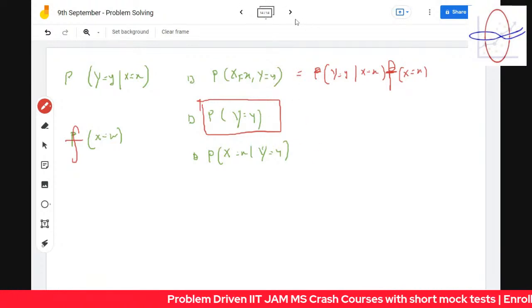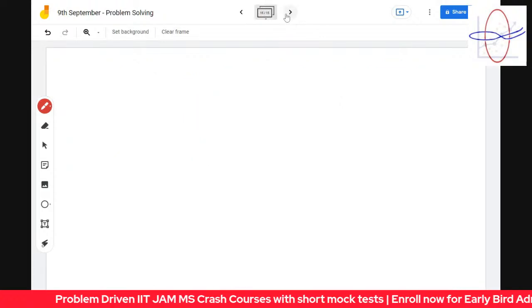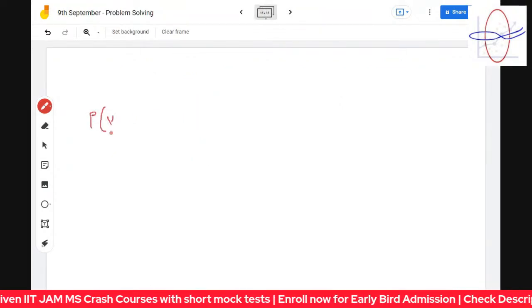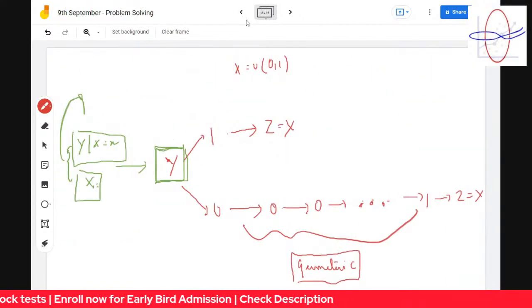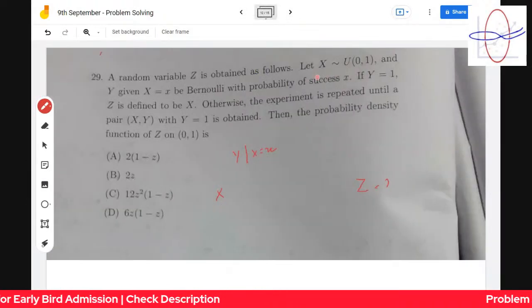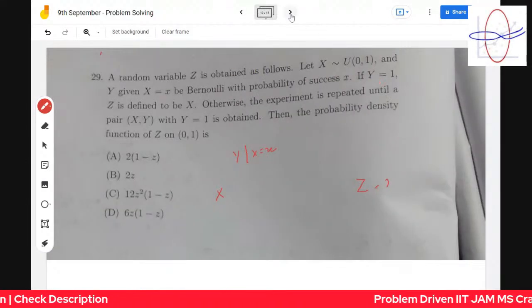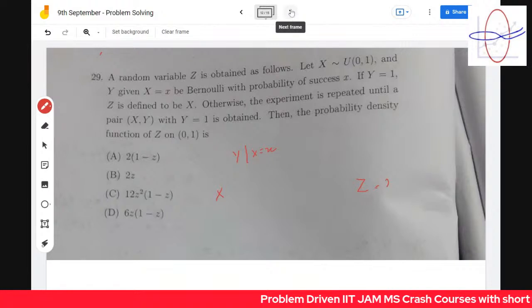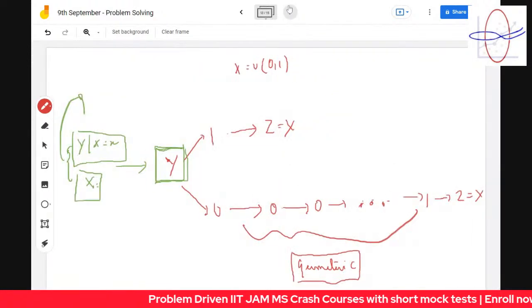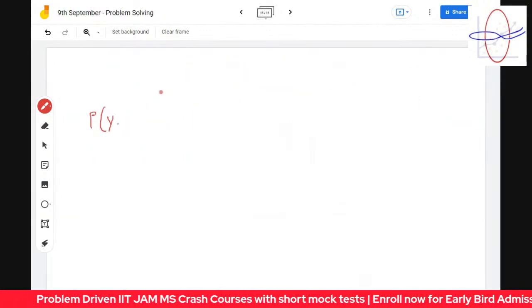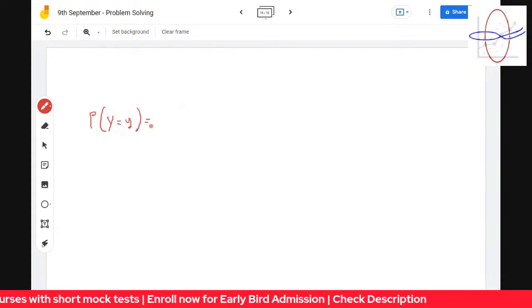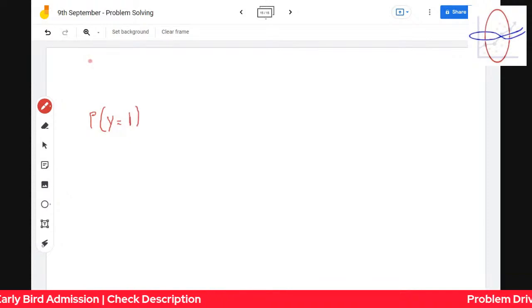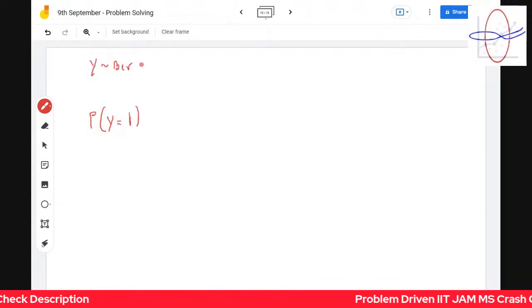We can find this, of course. So we want to find the probability of Y. Now, Y can take what values? Y given X equal to x is a Bernoulli random variable. So therefore the probability Y equal to y can only take a positive value if y is 0 or 1. So Y also is a Bernoulli random variable.